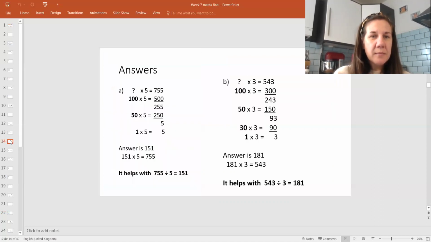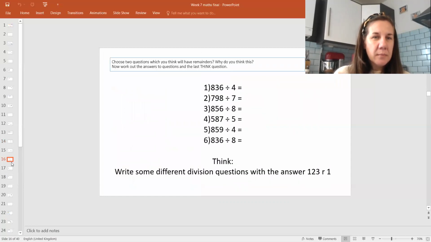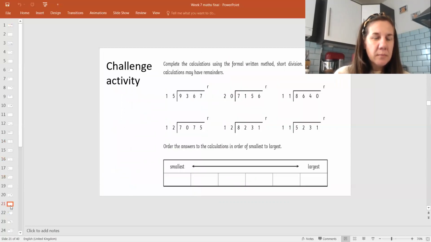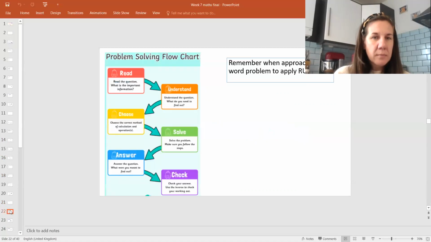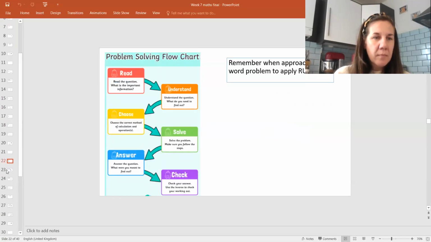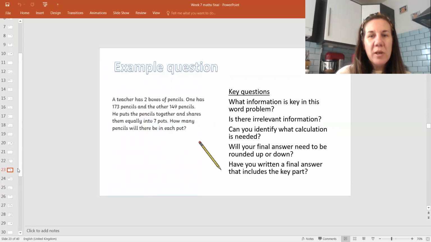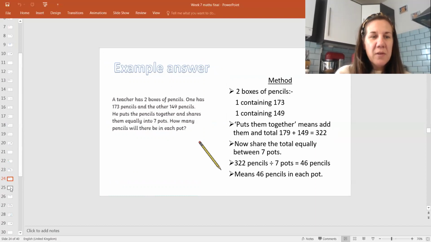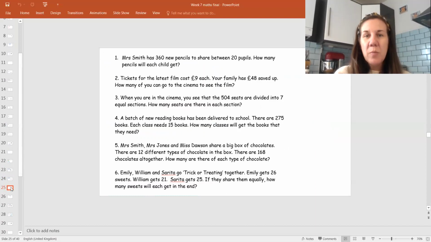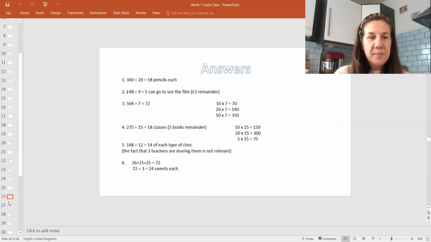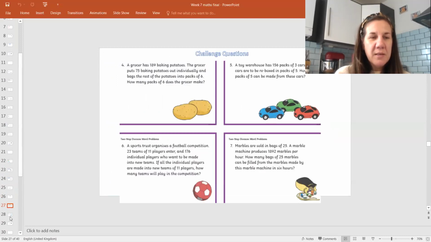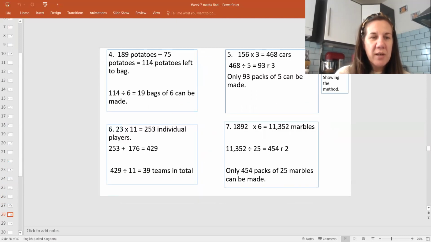Next, you've got an example question with some key questions to think about as you go, and the method to do so. And then you've got some worded problems that you need to answer. Answers are there again, and then there's some challenge questions to really stretch you. I've gone over the method of how to find the answer, so you can see what calculation I've actually gone through.